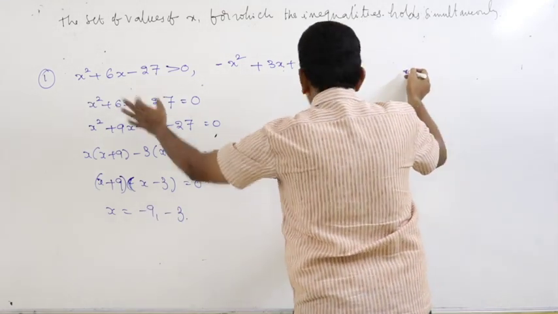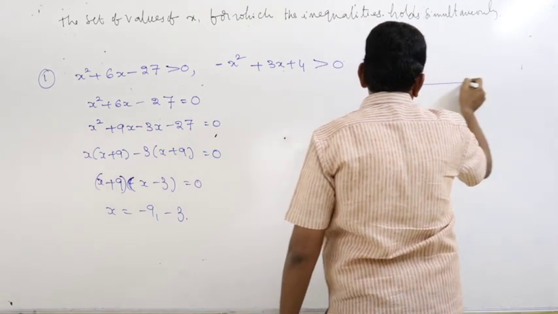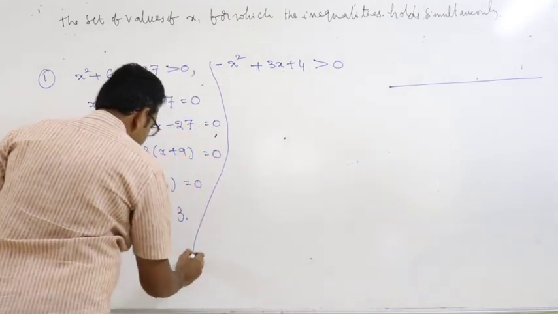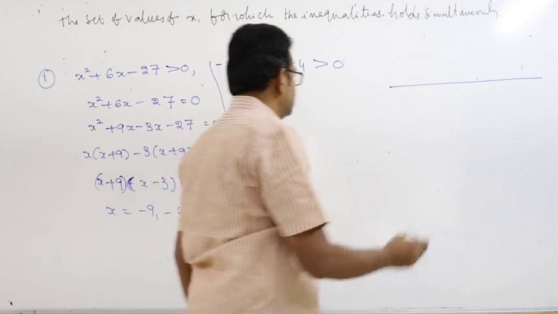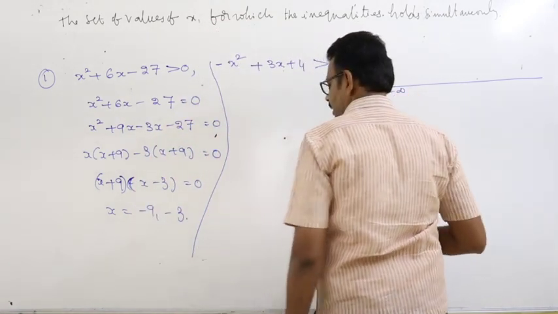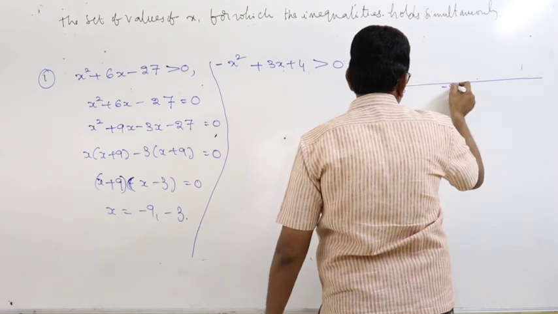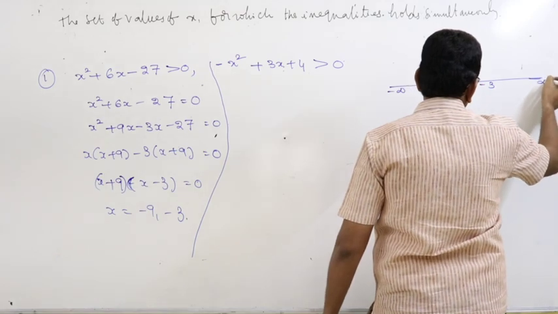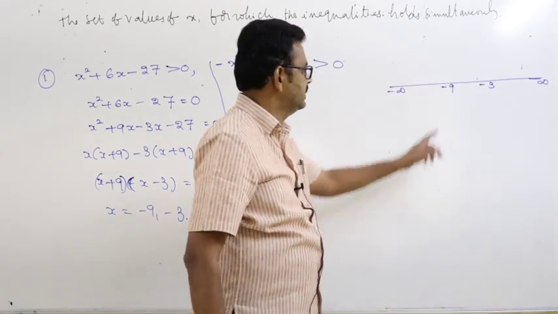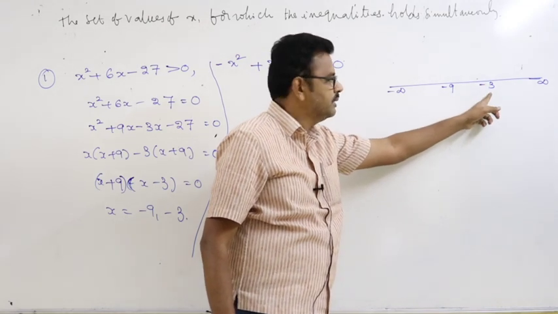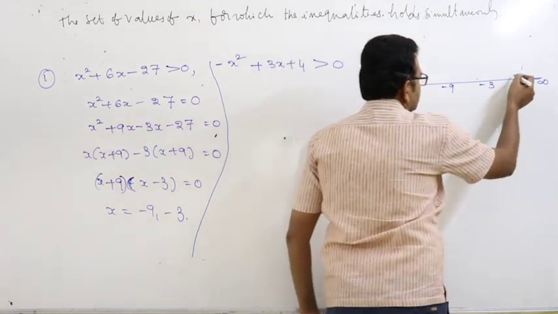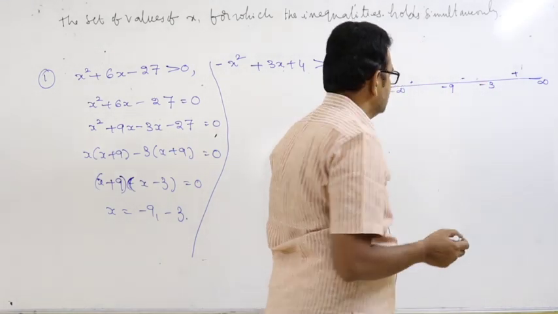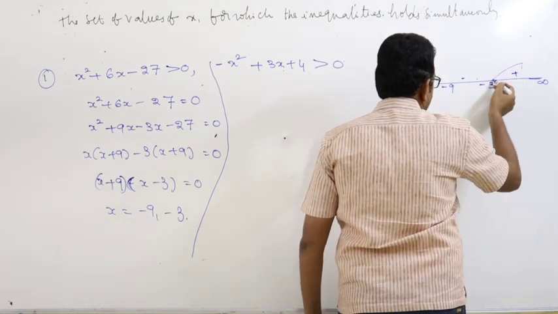So, for this, using the wavy curve: minus infinity, minus 9. Don't put 3 first. Minus infinity, minus 9, 3, plus infinity, because alpha is less than beta. So this is the smaller number and this is the bigger number. To the right of 3, put plus, here minus, here plus. So this is the wavy curve.